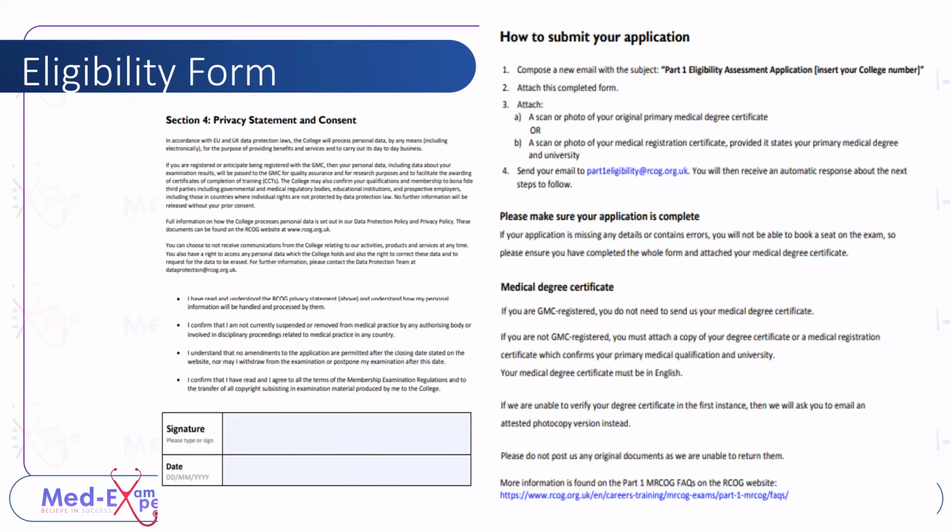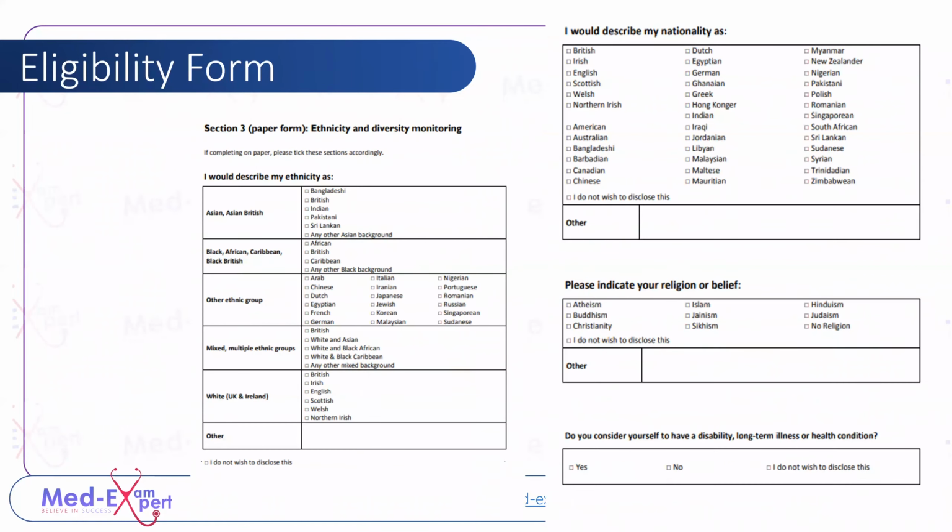Okay. So they give us everything here on the RCOG website. You have to describe your ethnicity as Asian or Asian British, like whether you are Bangladeshi, Indian or Pakistani. Next, you have all other ethnic groups. You have to just put a tick in whichever is appropriate for you. And then you have the nationality also. You have to put which one you want to choose for the nationality. Then the religion. And whether you have any disability or not, that is the other column, right? So this is how we fill the form.